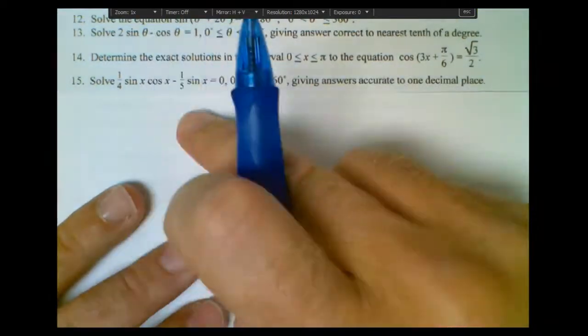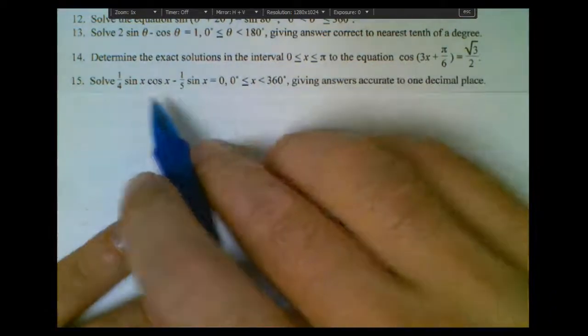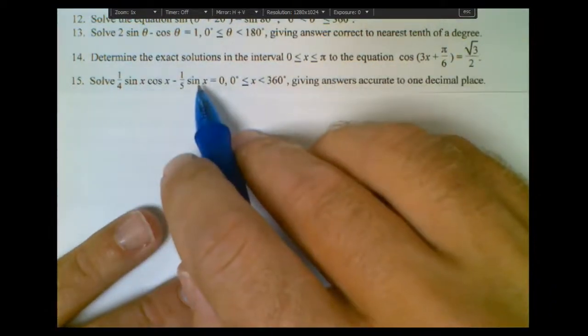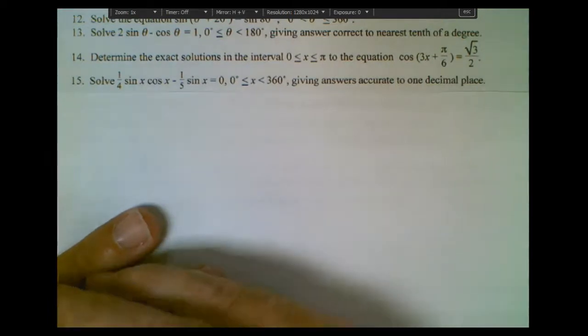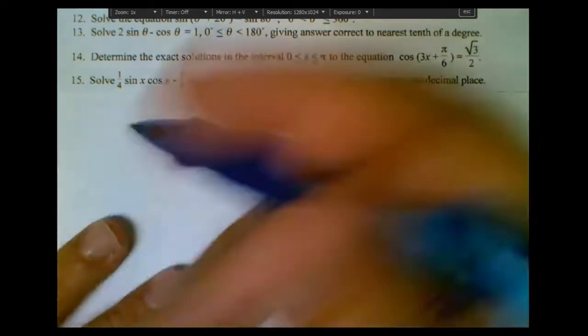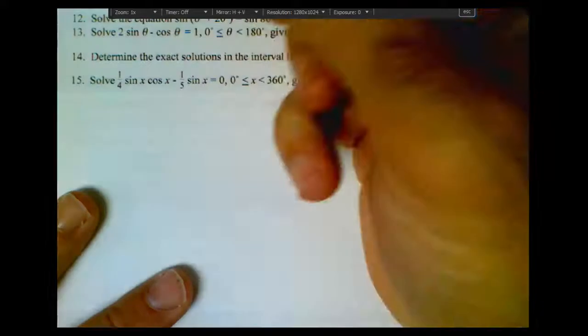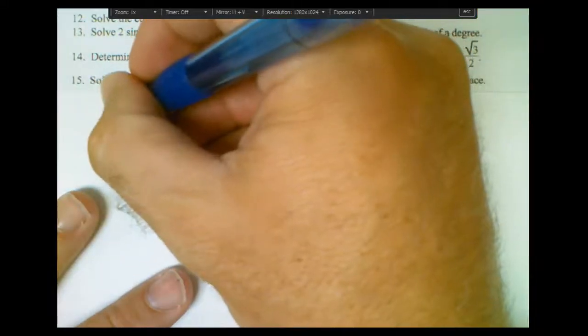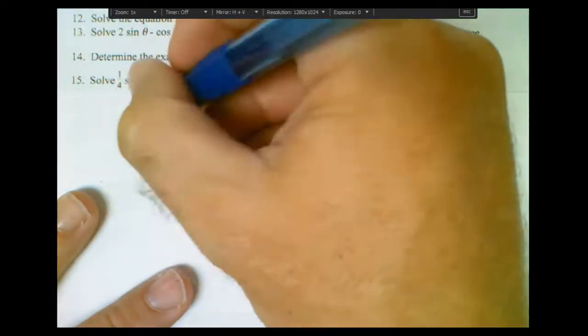So now that I'm here, one thing that would stand out to me right away is that both terms contain sine x, so that's something I can divide out or factor out of my function. So I'm going to factor out a sine x. So that now leaves me with all of this.